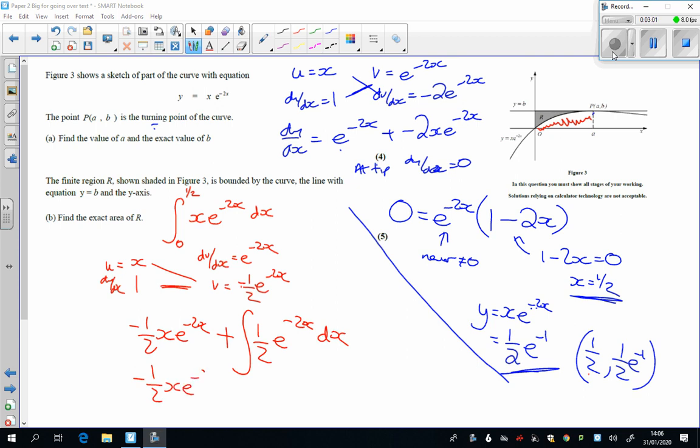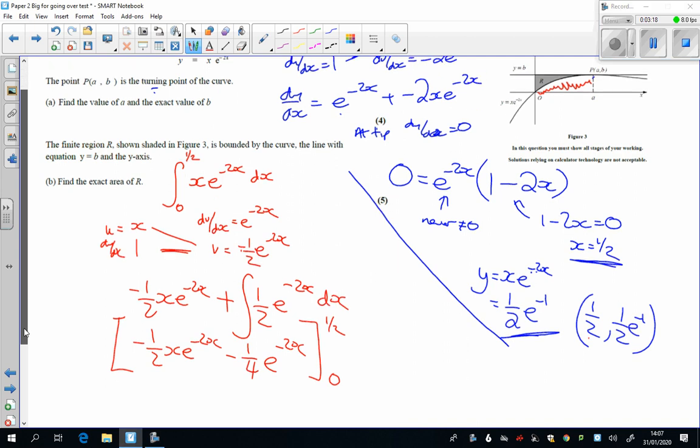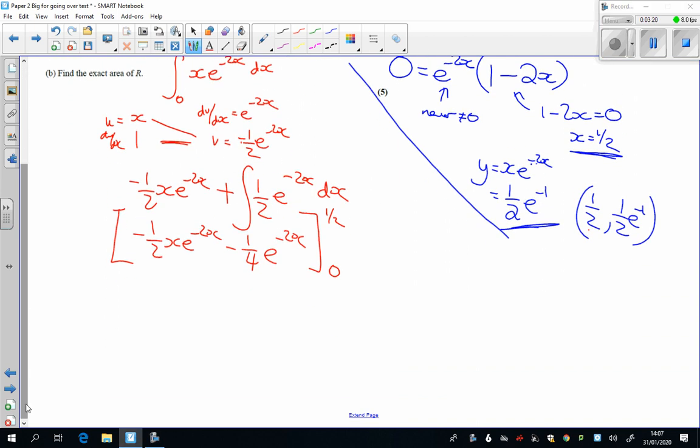Tidying it all up and doing this integral as well. So this integral we're going to divide by 2 again, so I've got minus a quarter e to the minus 2x. The values we're sticking in here are 0 and 1/2. Now it does say do this exact, so I won't just tap it in the calculator for you. We'll see what we get here. So putting the half in, I've got minus a half times by a half times by e to the minus 1 minus a quarter of e to the minus 1.